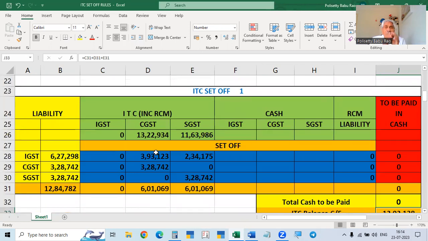we have to utilize maximum ITC because our ITC is our money. We can utilize more ITC, maximum ITC. If there is no other alternative, definitely you have to pay. Then only we will pay.